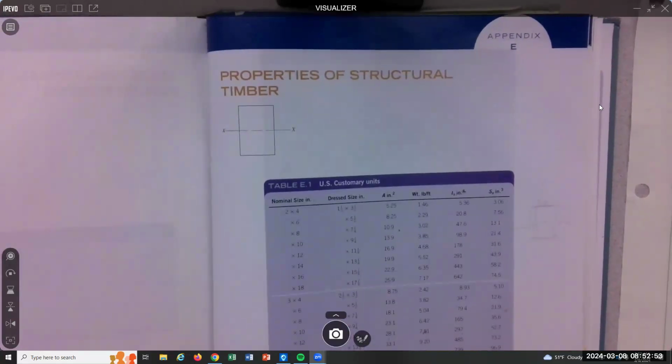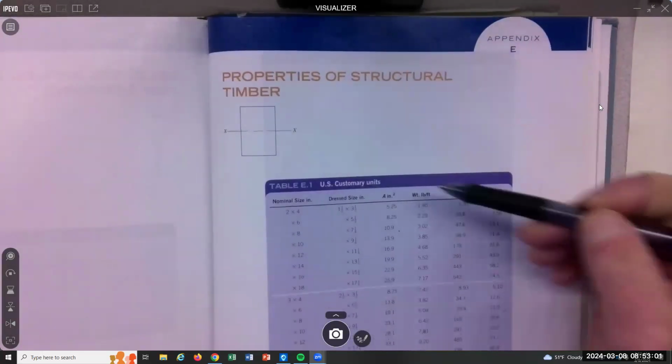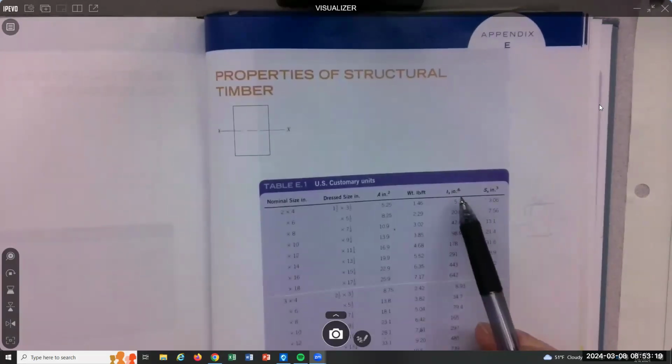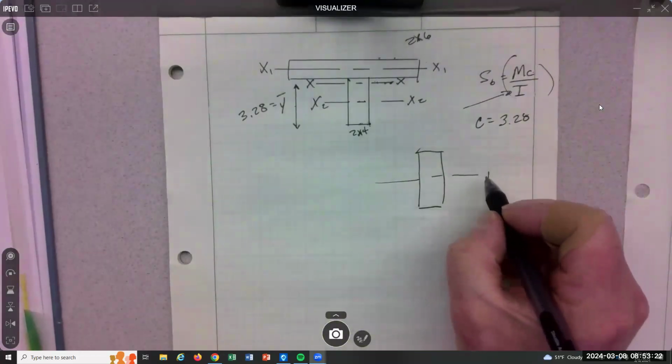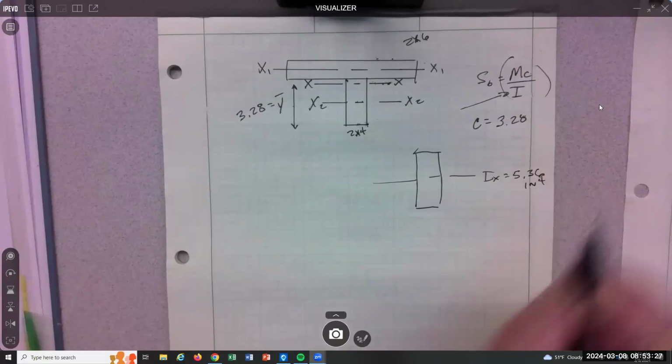They call it that because inertia is very specific about an axis. So it's going to be called IX or it's going to be called IY. They only give us X. The table only gives us inertia in the strong position. This is the strong position. Put a 2x4 on its side, that's the weak position. So they don't even give us inertia for that. They give it to us in the strong position. So inertia in the strong position is 5.36 inches to the fourth. That's here. IX, 5.36 inches to the fourth.